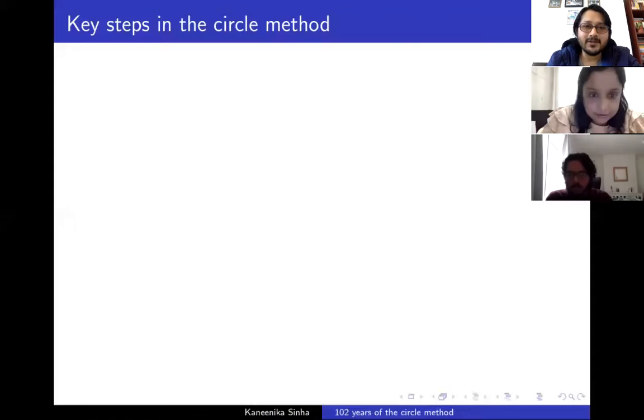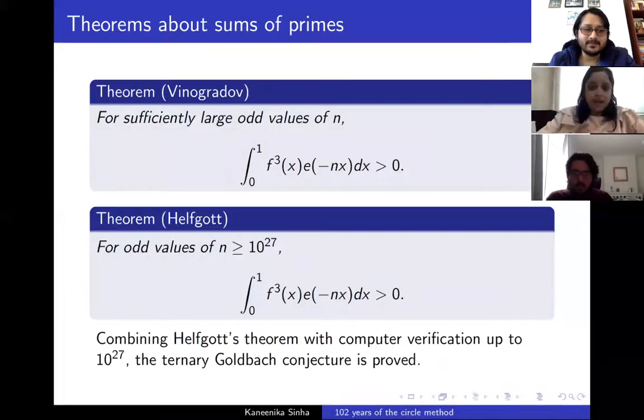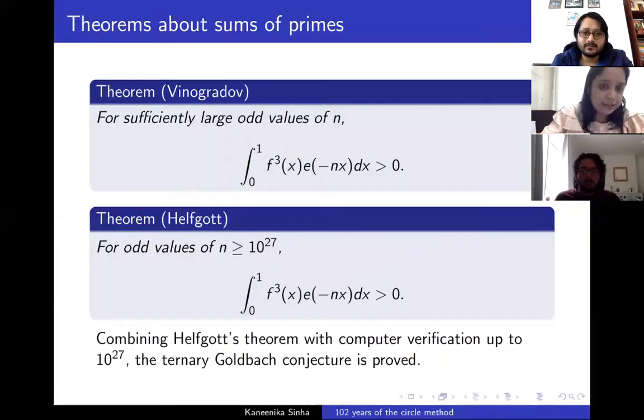Your connection was lost. What I was saying was that Vinogradov shows that this integral is positive for sufficiently large odd values of n. And what Helfgott does is make that formulation more precise. He says for any odd n greater than or equal to 10 to the 27, this integral associated to the ternary Goldbach is positive. And so the ternary Goldbach conjecture holds for all n greater than or equal to 10 to the 27.